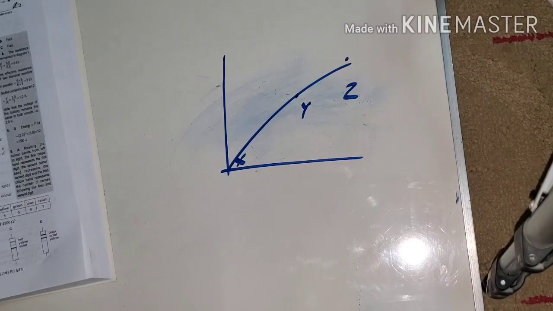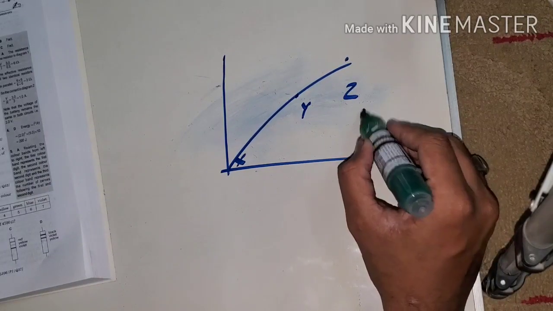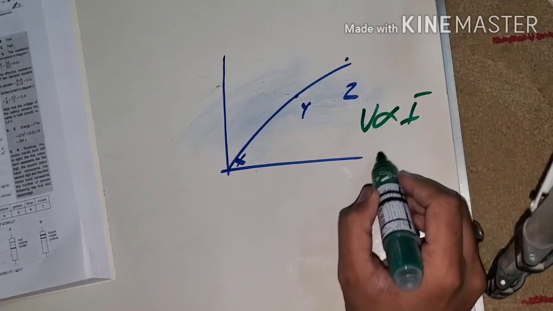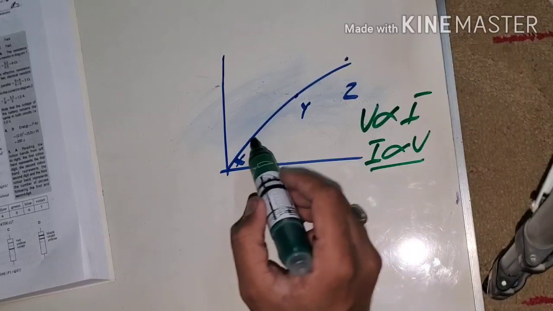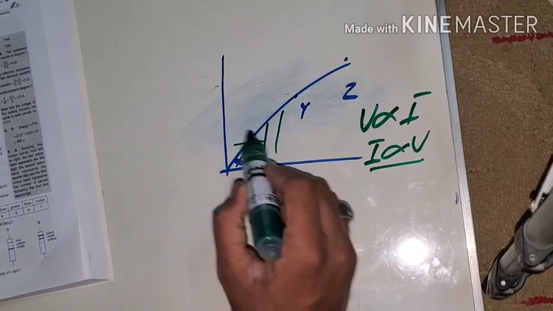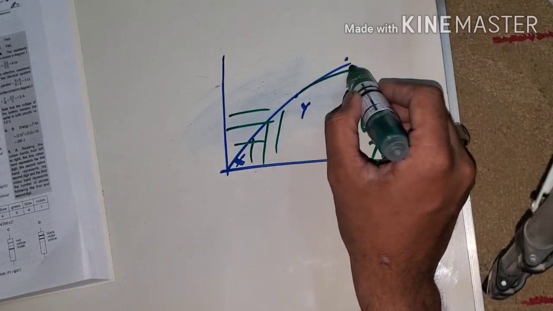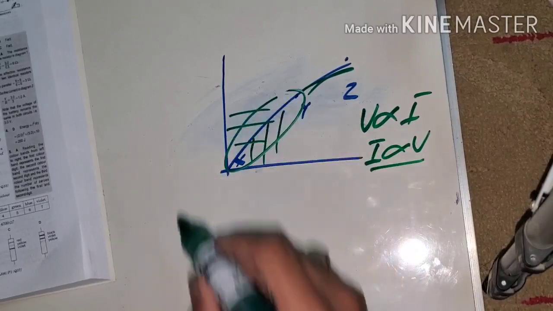So according to Ohm's law, V is proportional to I, or more correctly, I is proportional to V. When V is increasing, I is increasing, but in this case it is not. So this is known as the ohmic region.